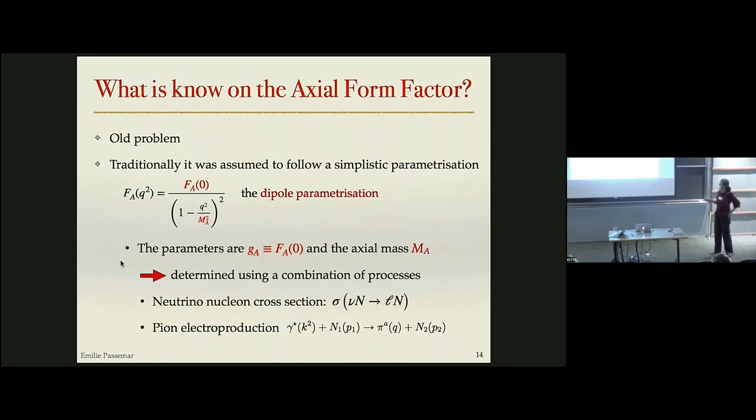The axial form factor used to be determined using a combination of experimental processes: neutrino-nucleon cross-sections, neutrino on hydrogen or deuterium, and pion electroproduction, because using chiral perturbation theory at low energy, a low energy theorem, you can relate the slope of this form factor to the measurement of a pion electroproduction. So a gamma star to a nucleon giving me a pion and a nucleon.